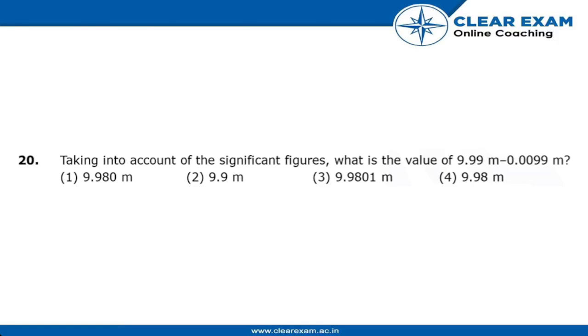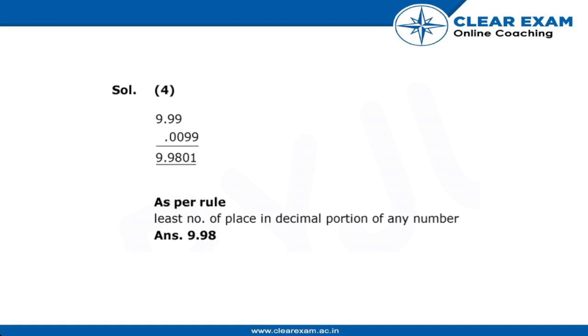Taking into account the significant figures, what is the value of 9.99 meters minus 0.0099 meters? First step, we'll simply write the values 9.99. Below, under that, we'll write 0.0099 and we'll perform subtraction as usual.